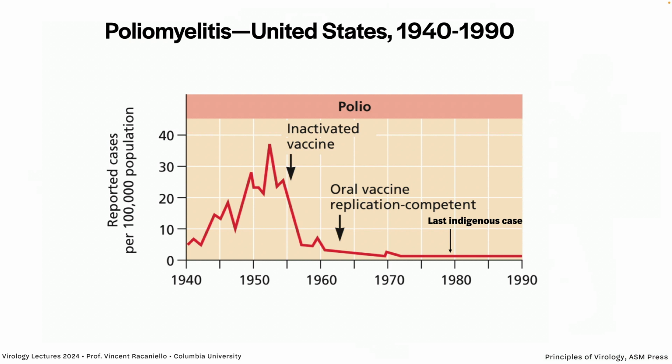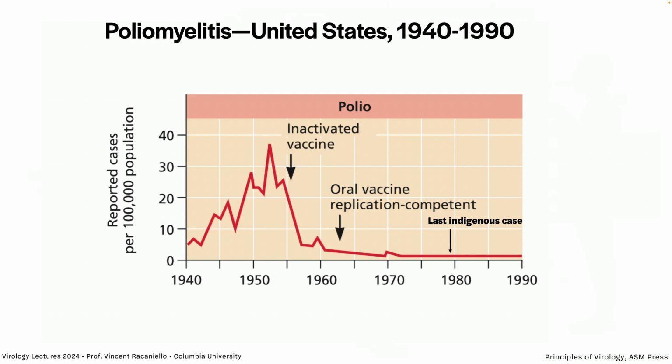So in the US, many thousands of cases of polio in the 40s and 50s. Peaking in the 50s, the post-World War II baby boomers fueled this big outbreak. We have an inactivated vaccine introduced in 1955. That brought the numbers of cases down. And then an oral replication competent vaccine introduced in 1961, which resulted in eradication of the disease in the US, at least for some period of time.